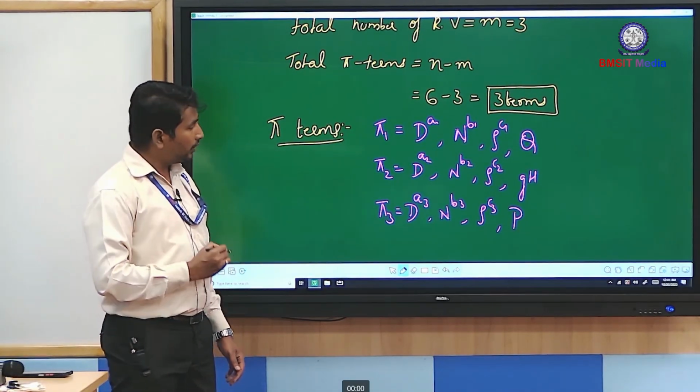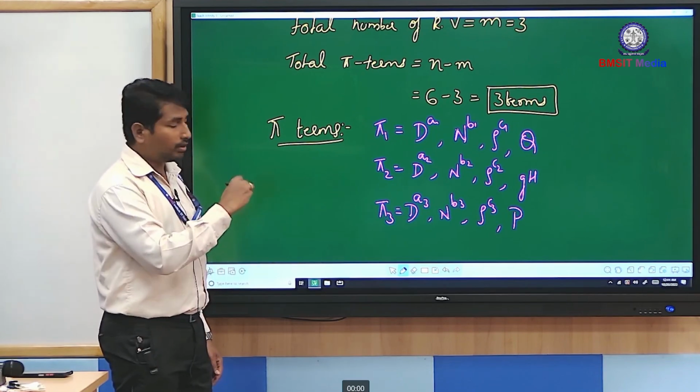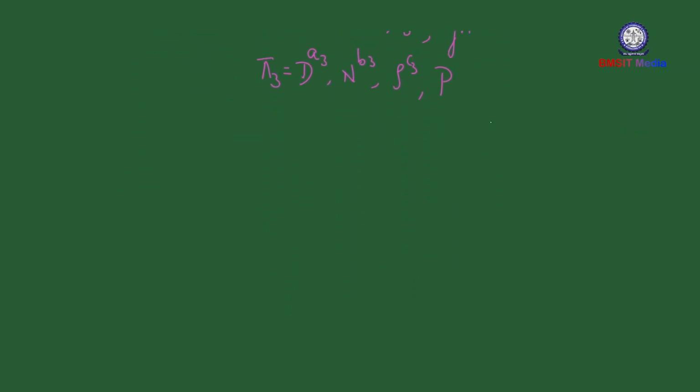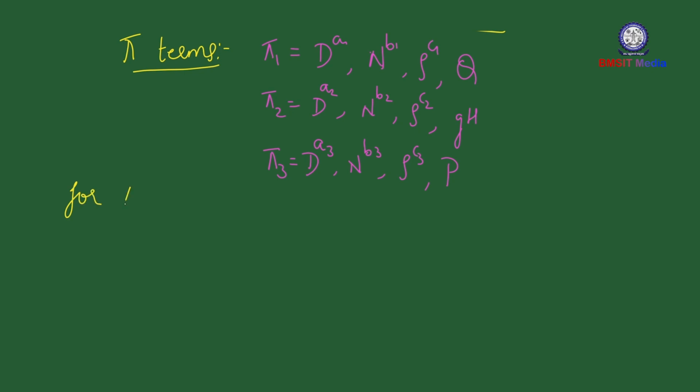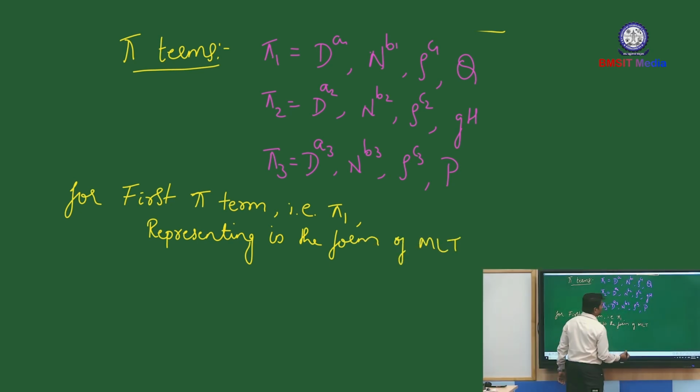Now we are supposed to equate these pi terms in the form of units, that is MLT. For the first pi term, pi 1, representing it in the form of MLT: what is the unit for pi 1? There is no unit, so it will be M0 L0 T0. Mass is 0, time is 0, and length is also 0.